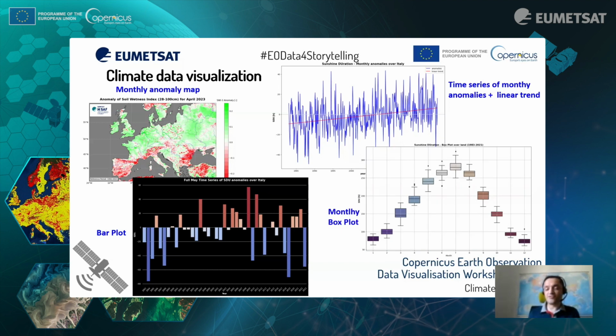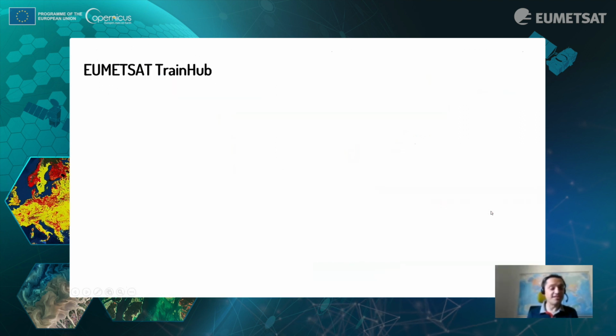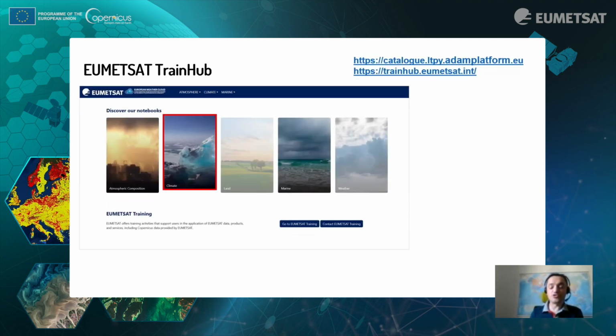The last one I'm going to show is more technical and less intuitive than the other 3. It's called a box plot, and it shows the distribution of the values of the sunshine duration for each of the 12 months of the year. This kind of visualization can be provided with Jupyter notebooks that will be available soon on a new cross-domain platform. It involves everything from atmospheric composition to weather, passing through climate, land, and the marine domain.